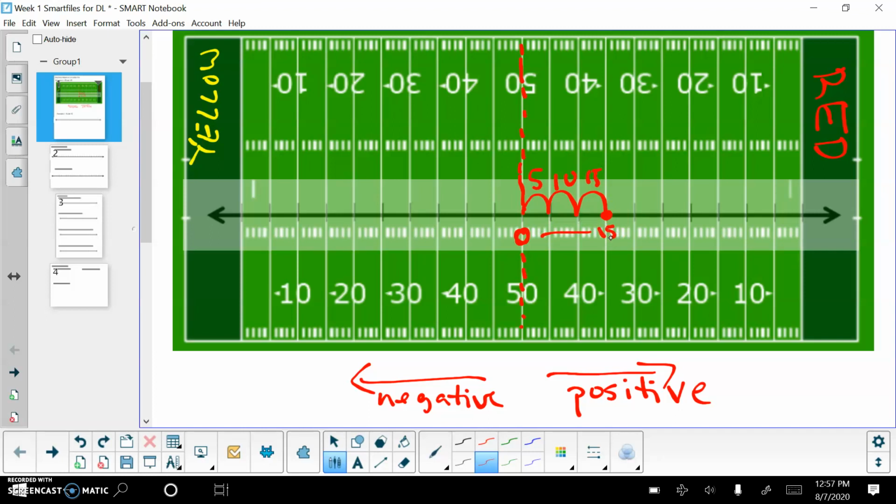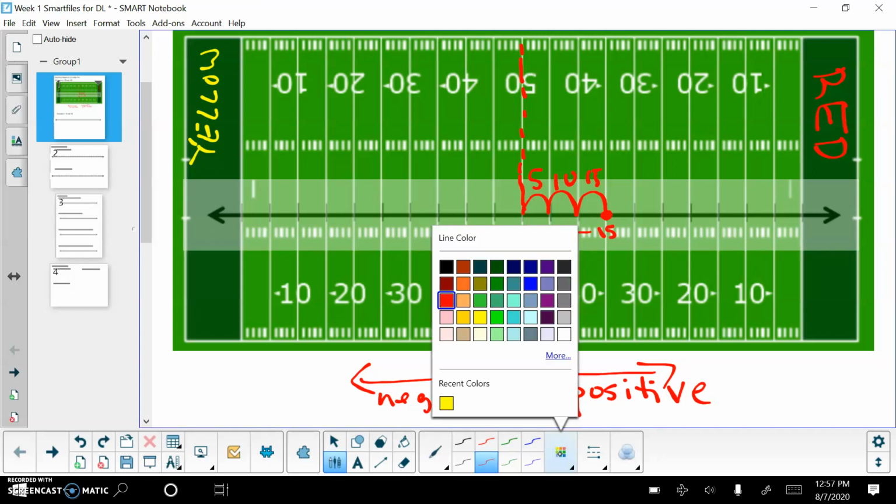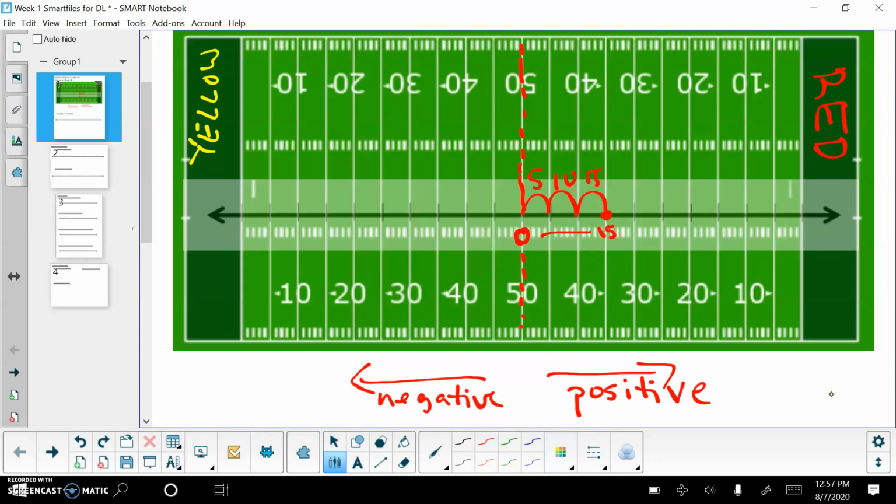Whereas let's say instead of that happening, the quarterback dropped back to make a pass and then had to scramble and had to run back even farther and then got sacked for a loss of 15 yards. Well, then that means he went to the negative side, but it's still 15. He still went 5, 10, 15. So he still went 15 yards, but since he went in this other direction, we call it a loss or negative 15 yards. So really, it's all about the direction that the person is going.